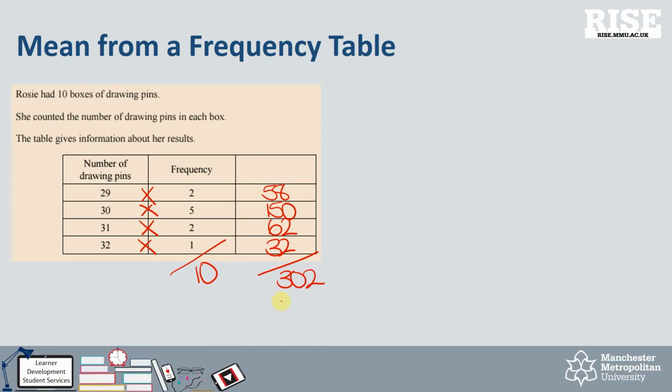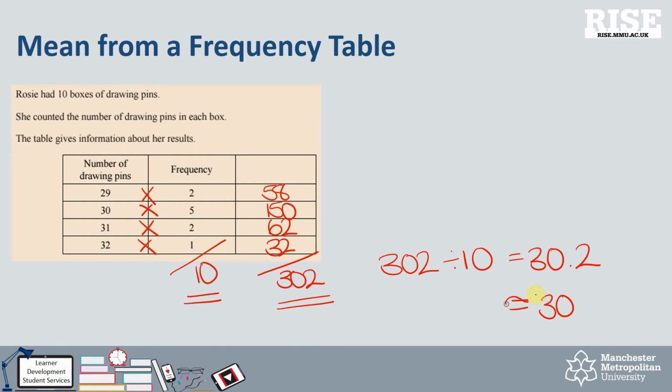Now I have my total number of drawing pins and I have my total number of boxes. So to find the mean of drawing pins in each box, do 302 divided by the 10. It gives me 30.2. We normally then round this, as you can't get 0.2 of a drawing pin. So I would represent this as both numbers. The 30.2 I first worked out, and then that's rounded to 30 drawing pins to the nearest drawing pin.